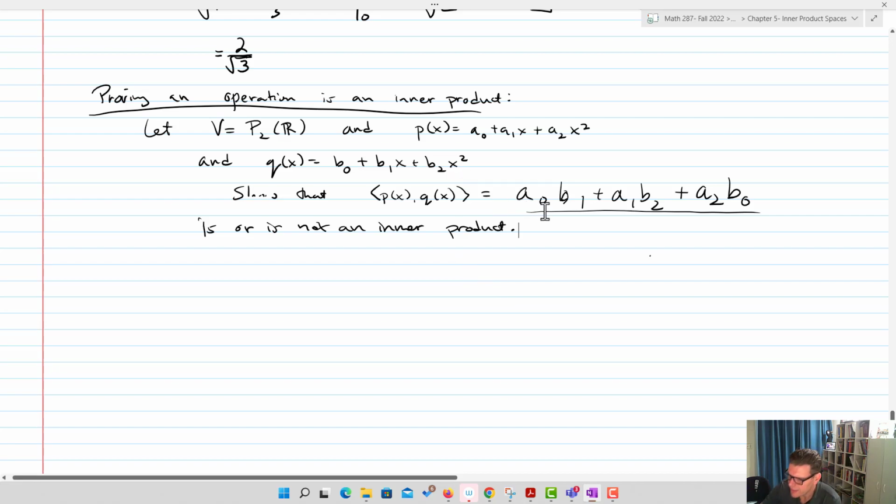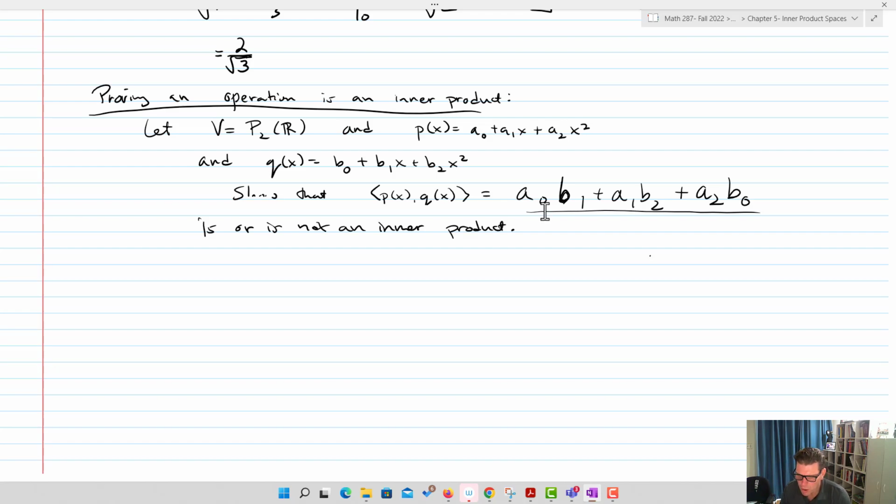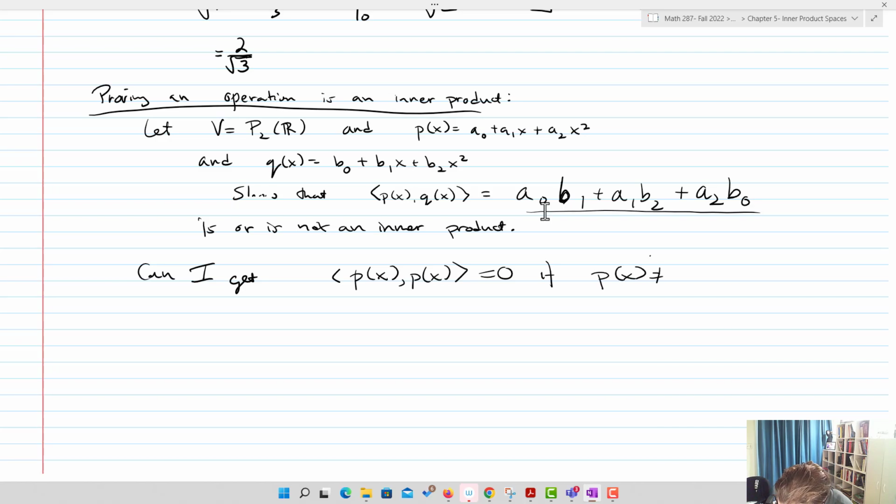One, I want to notice that this is not a0 b1, a1 b2, nothing like that, okay? So what I want to do is see whether or not I can get P(x) dotted with itself, or inner product with itself, equal to 0 if P(x) does not equal 0. So if I don't have the zero vector. And the fact of the matter is you can. And a lot of that just stems from how we defined the inner product. So this definition of an inner product has caused all sorts of problems.